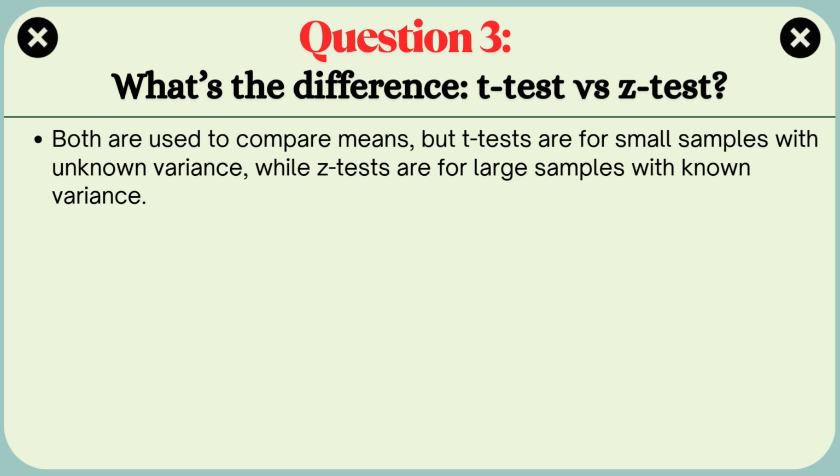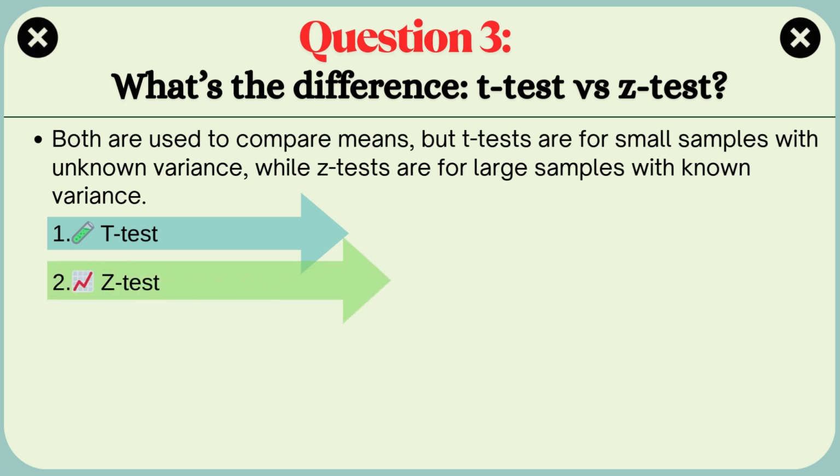Question 3. What's the difference between a t-test and a z-test? Both are used to compare means, but t-tests are for small samples with unknown variance, while z-tests are for large samples with known variance. T-test, small, unknown variance: ideal when population standard deviation is unknown. Z-test, large, known variance: used when variance is known and sample size is greater than 30.